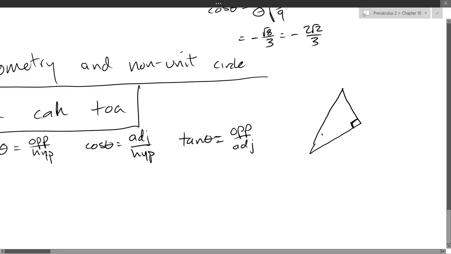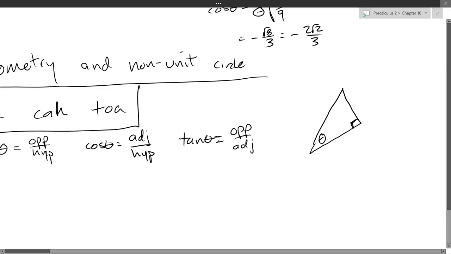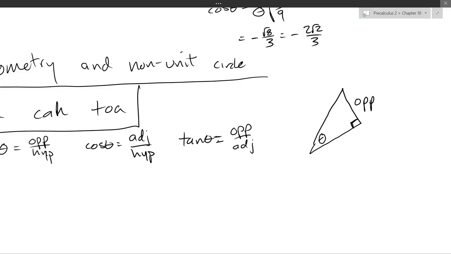As far as where theta goes, it can go either place. If I draw theta right here, opposite, so which side is opposite? That should be pretty obvious. There's only one side you could consider opposite. Now adjacent, which side is adjacent? That's a little more tricky. There are two adjacent sides. However, one of the adjacent sides has a special name.